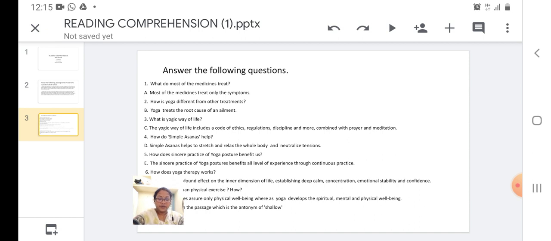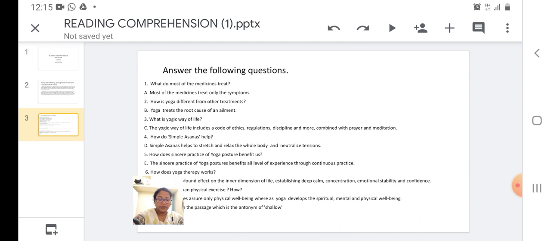The first question says, what do most of the medicines treat? Look for a keyword, I told you. So here I think the keywords we can take are medicines and treat. How is yoga different from other treatments? So the keywords are yoga, different, and other treatments.